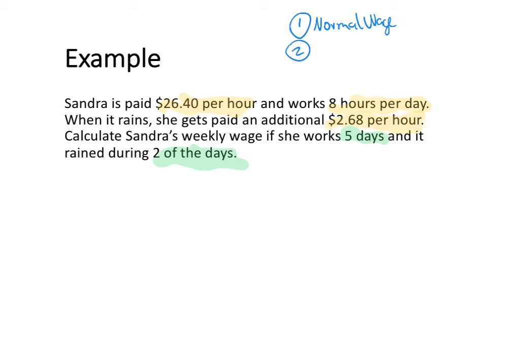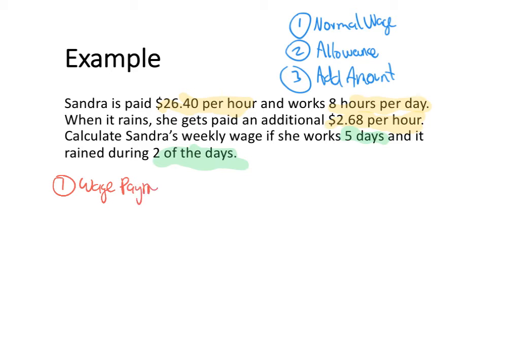We'll then calculate the allowance that Sandra gets paid during the week, and then we will add the two amounts together, and that's going to calculate Sandra's total amount that she gets paid for the week. So step 1, the wage payment, and that is going to equal hours worked times the pay rate.